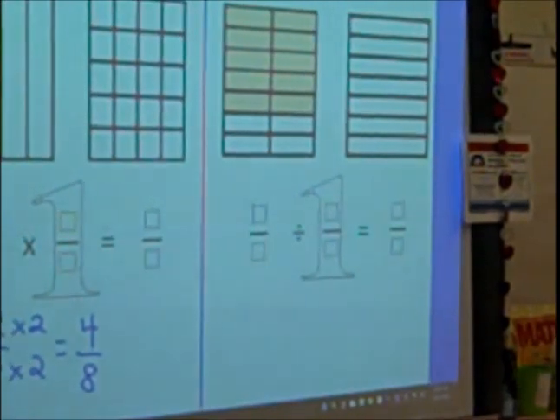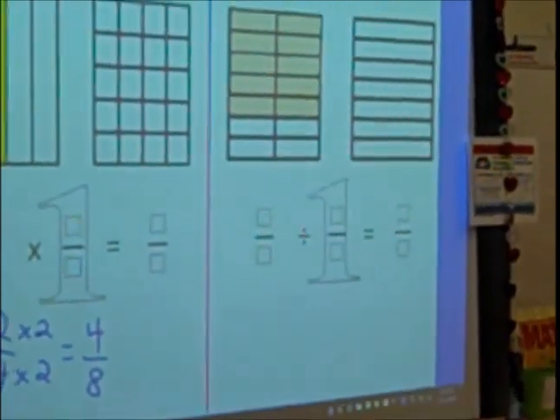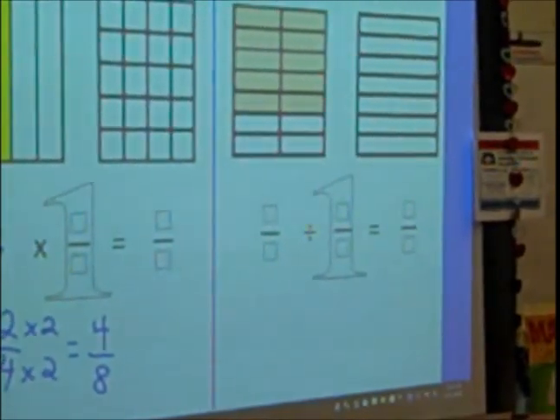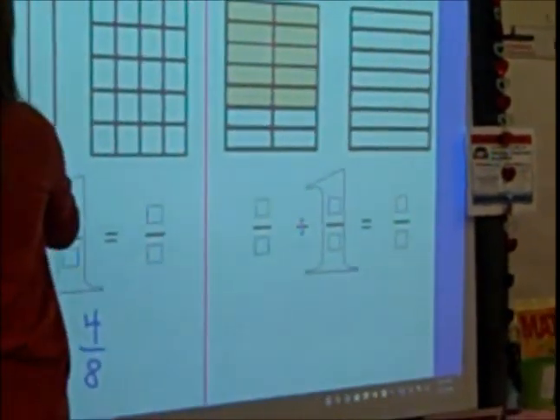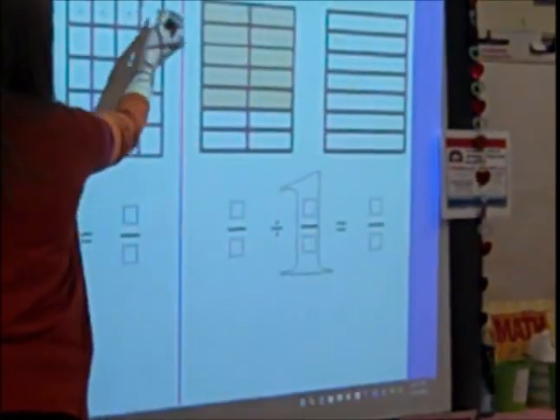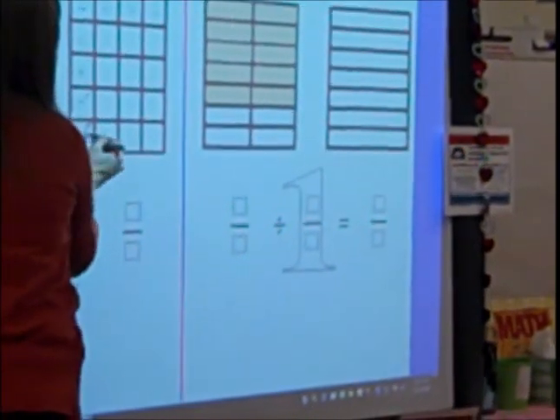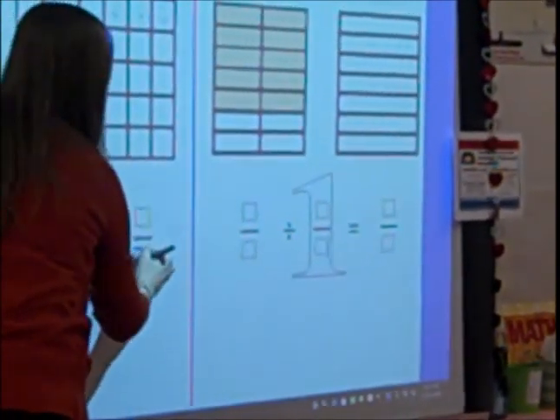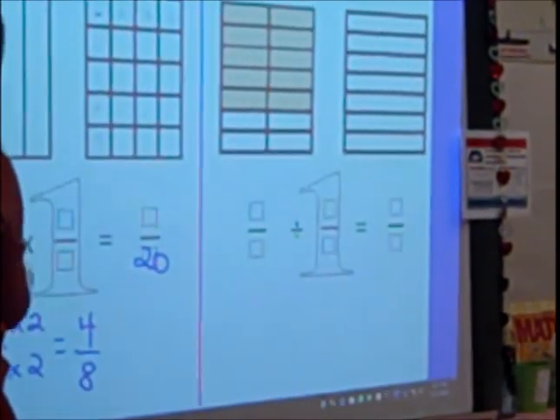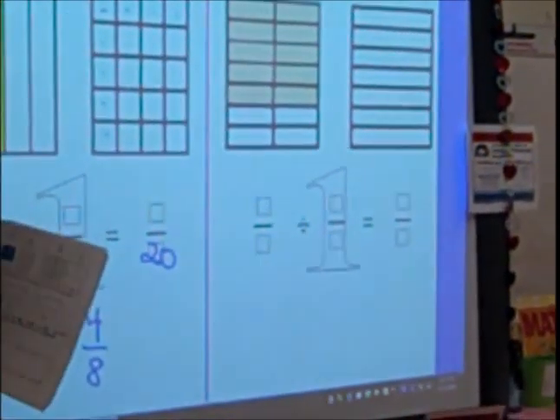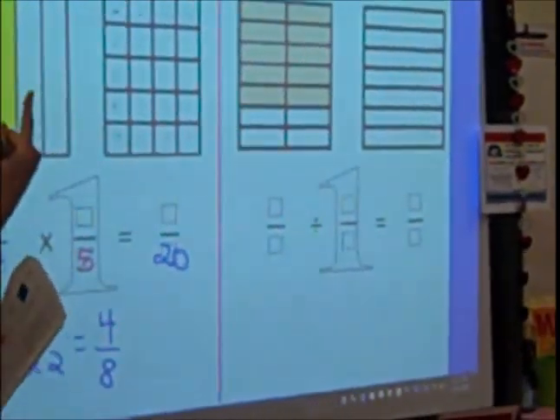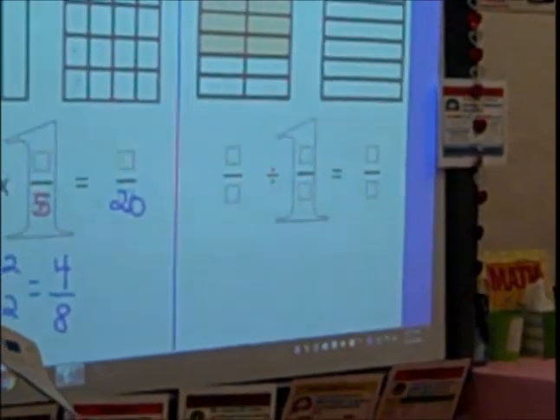A fractional form of 1 just means you have the same amount of parts shaded in as you would altogether. So here, I have 2/4. How many equal parts do I have here? 1, 2, 3, 4, 5. 4 times 5 is 20. So I say to myself, 4 times what would give me 20? That would be 5. And if I'm going to multiply by 1 whole, how many fifths do I need? 5 fifths.